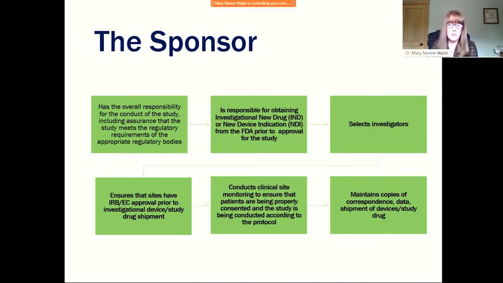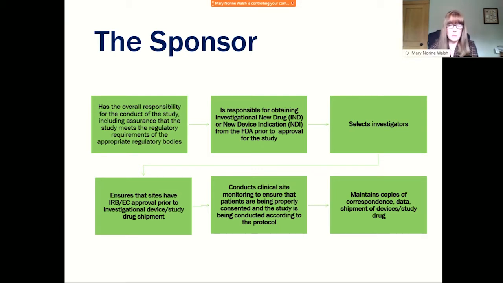So what does the sponsor do? The sponsor's responsibility is for the conduct of the trial, including ensuring that the study meets regulatory requirements with appropriate regulatory bodies. That often means that the sponsor talks to the FDA in advance of even starting the trial. For example, in obtaining an investigational new drug or new device indication, prior to even starting the trial, the sponsor talks to the FDA to determine what will be needed and gets agreement from the FDA on the trial structure and how the trial is going to be done.